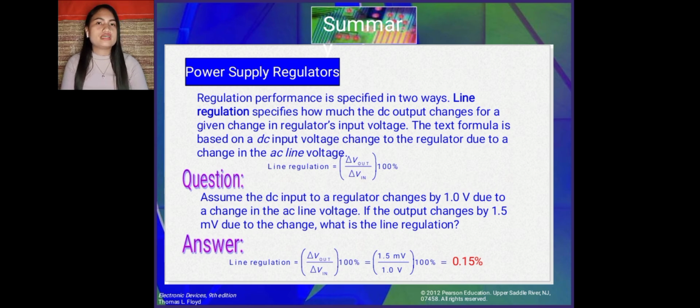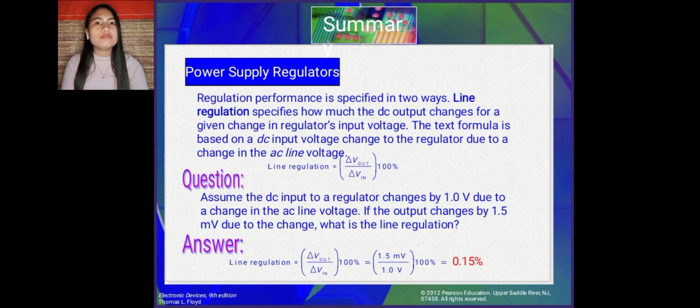So, for example, assume the DC input to a regulator changes by 1.0 volts due to a change in the AC line voltage, and the output changes by 1.5 millivolts due to the change. What is the line regulation? So first, we will use the formula for line regulation, which is equal to delta output voltage, or the change in output voltage, divided by delta input voltage, multiplied by 100%.